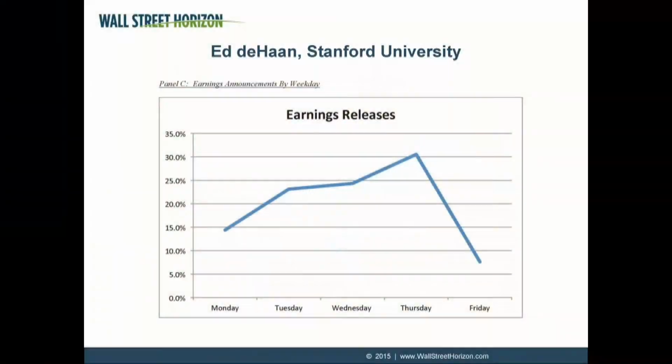So here's the percentage of earnings releases by day of the week. And you can see it increase from Monday, peaks at Thursday, and certainly goes way down on Friday. And I think that's part of the reason a lot of people thought Friday is a good day to hide earnings, that there's less attention, because there's fewer releases happening on Friday, but that's not what his data showed.